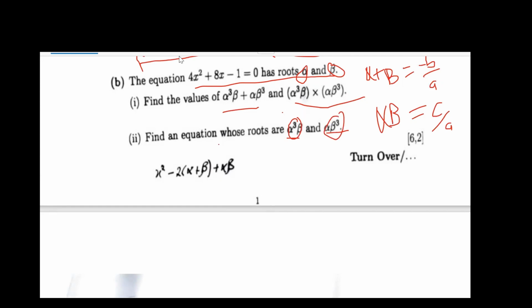And we know that alpha plus beta there is equal to -2, and alpha multiplied by beta there is equal to what?